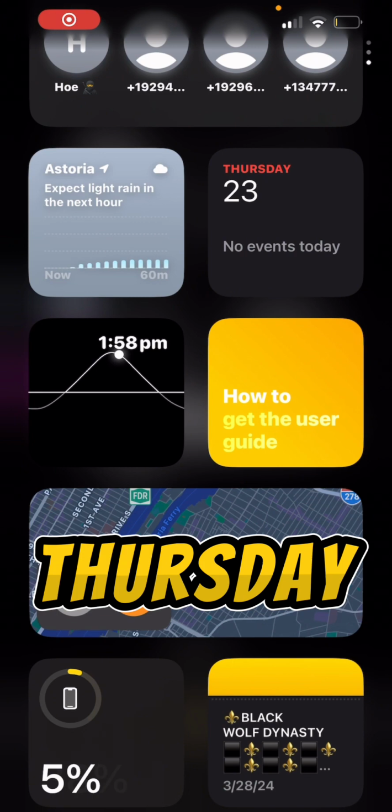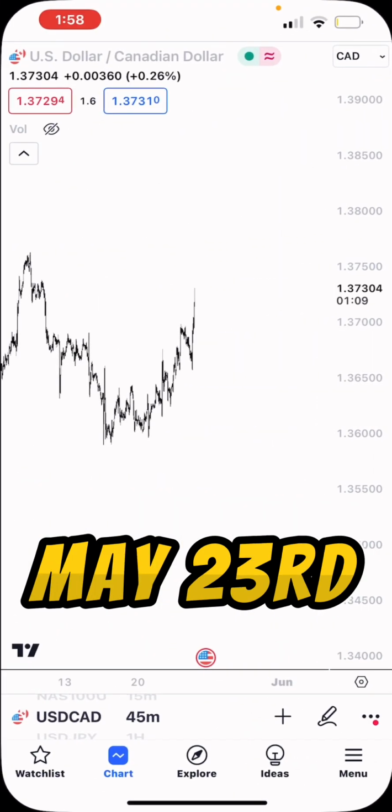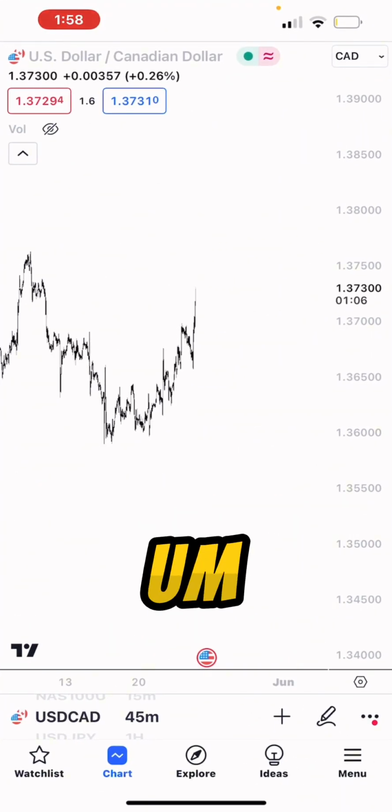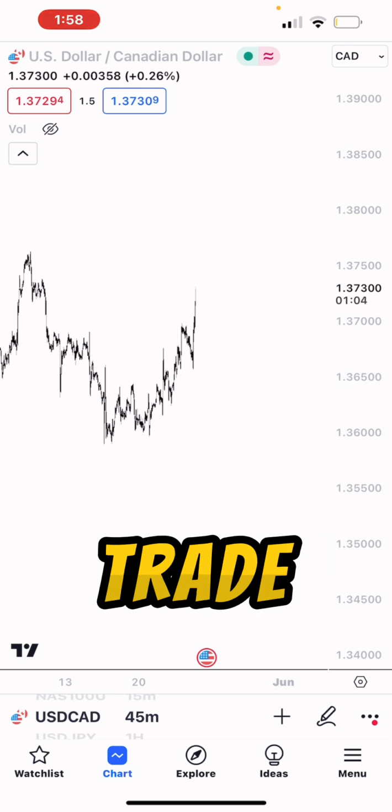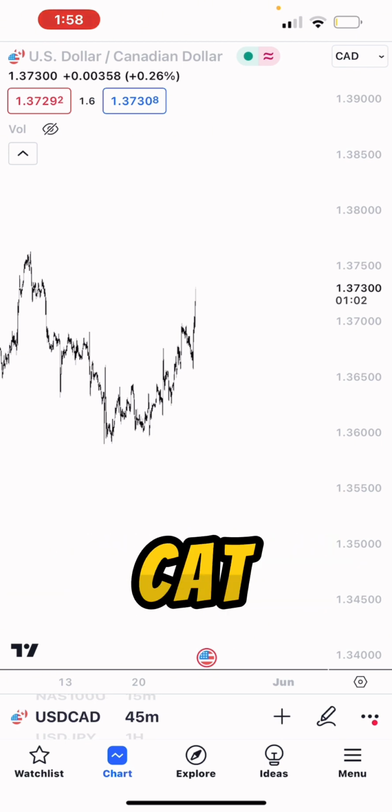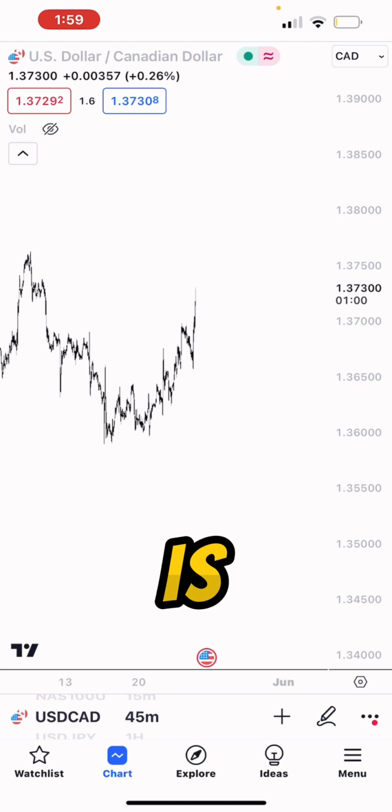Alright guys, today is Thursday, May 23rd, and I'm going to go ahead and do my routine that I usually do to find trade setups. Today we're looking at USD CAD. The first thing I want to do to take a trade is identify the trend in order for us to make money.